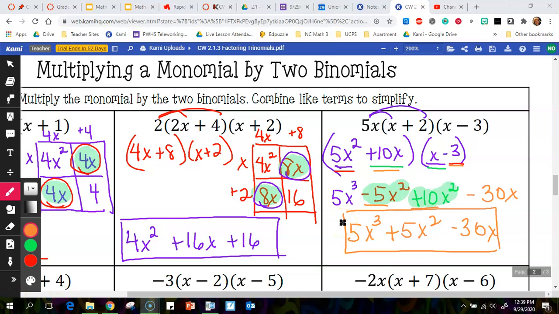So I was just checking my key, and I realized what I did was when I multiplied the 5 times the negative 3, I put a 5 right there. That should be a 15. So then negative 15 plus positive 10 would make this a negative 5. So let me erase that and put minus here. And then I think the rest of it is correct. I just want to make sure that that's negative 30x. Yep, okay, so that looks right.